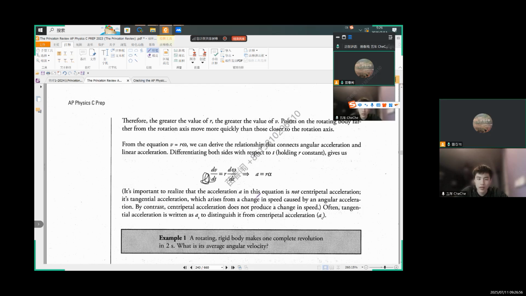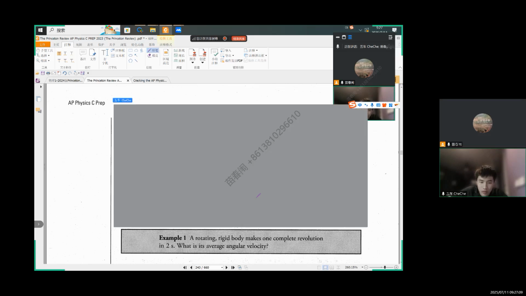Let's do example one. This one's actually kind of nice and new. A rotating rigid body makes one complete revolution in 2 seconds. What is its average angular velocity?